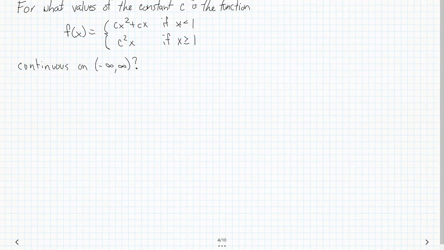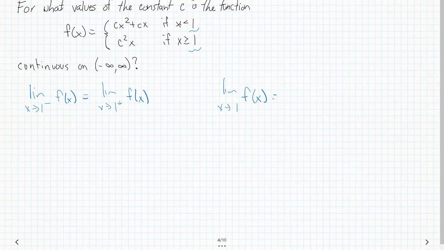So the only problem point you can see is going to be when x equals 1, right? And the reason is, here's what we need. We need the limit as x approaches 1 from the left of f of x to equal the limit as x approaches 1 from the right of f of x. The reason why is that, first off, we need the limit as x approaches 1 of f of x to exist, and that has to equal f of 1 for it to be continuous, right?